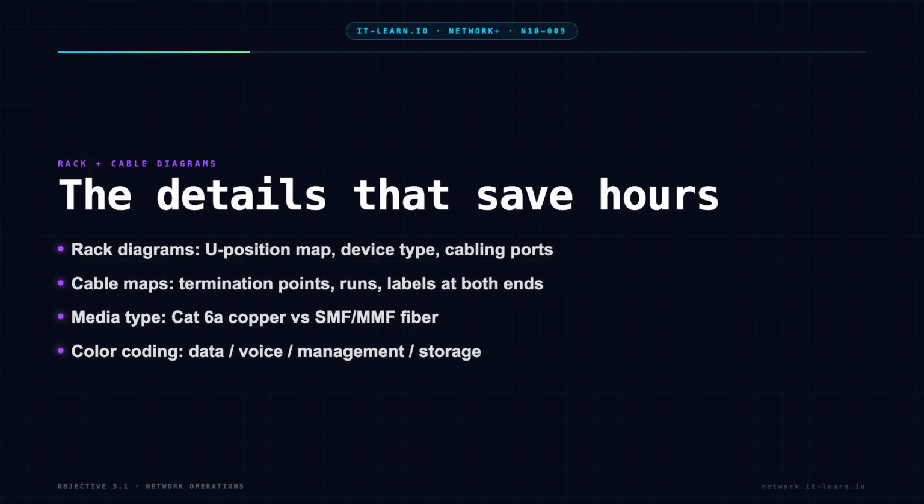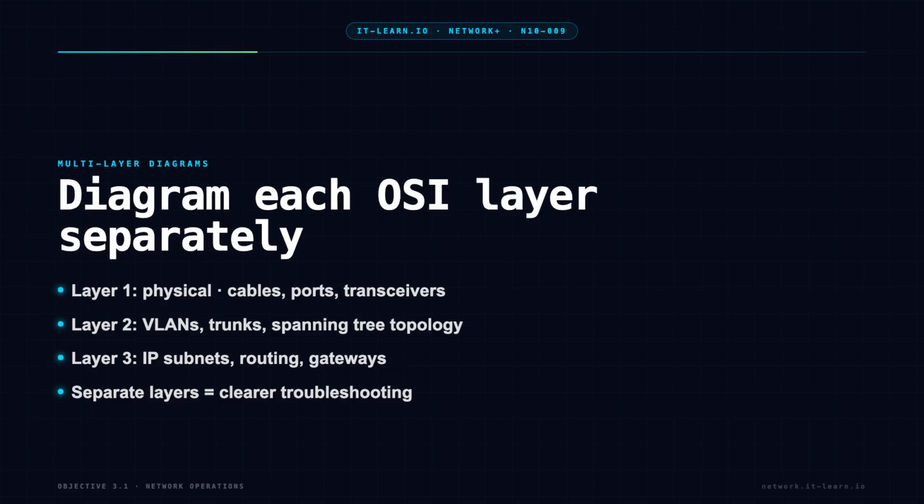Network diagrams can be created at different OSI layers. A Layer 1 diagram focuses on physical connections, cable types, and port assignments. A Layer 2 diagram shows VLAN assignments, trunk links, and spanning tree topology. A Layer 3 diagram shows IP addressing, subnets, routing protocols, and logical network boundaries.